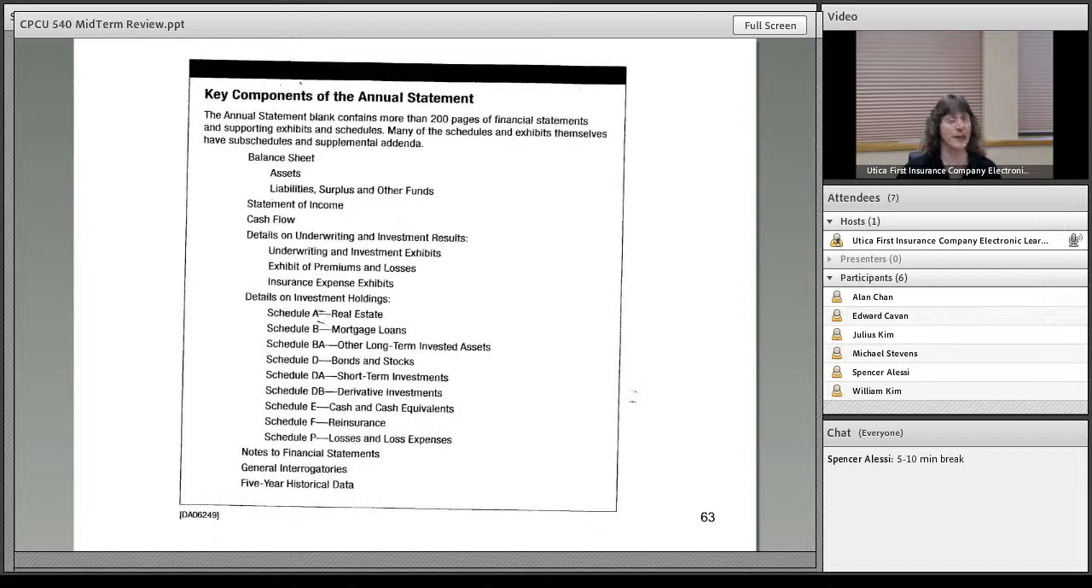And there are key components of the annual statement. So you have to know these, so please take your time to know this slide. You've got your balance sheet, which always shows your assets, liabilities, and surplus. You have your statement of income, your cash flow, your details on underwriting and investment results, your detail on investment holdings, and you need to know what these schedules are, that A is real estate, B is mortgage loans, BA is other long-term investments, and so forth.